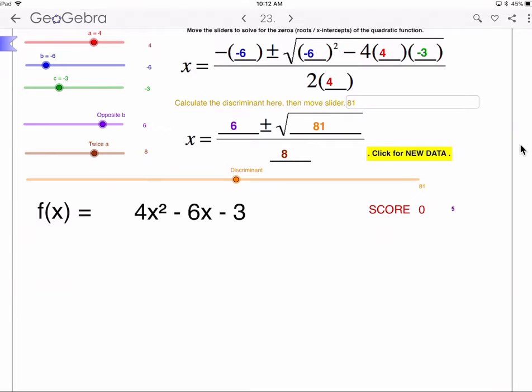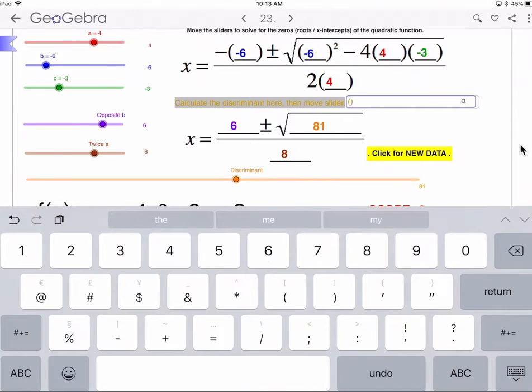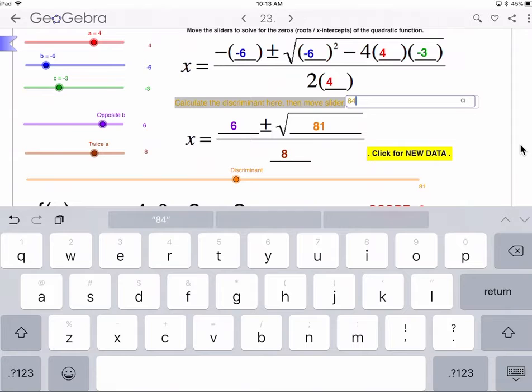Alright, I now have to calculate the discriminant, the part underneath the radical. I have an input box for that, so I can go up in the input box and delete whatever is there, and now I'm going to follow exactly what's underneath the radical. I'm going to put a parentheses, -6, close my parentheses, squared, caret 2, alright, minus 4, open parentheses, another 4, close my parentheses, another -3, and then close it out. So when I press return on my iPad, I basically will get the value for the discriminant, and it's 84.